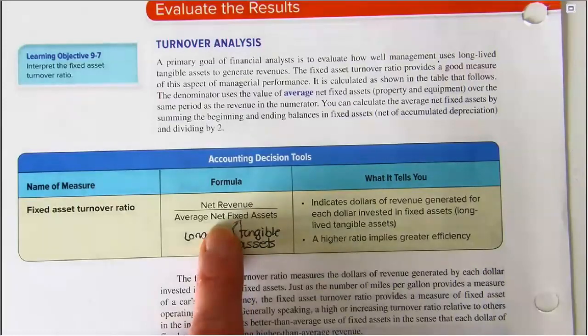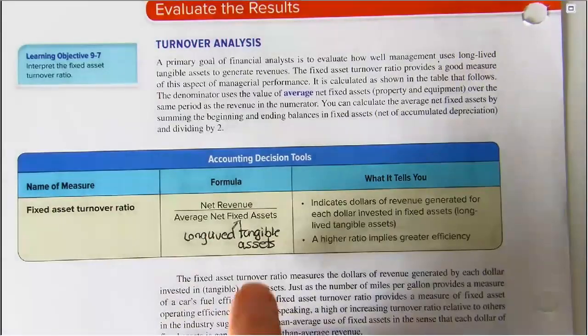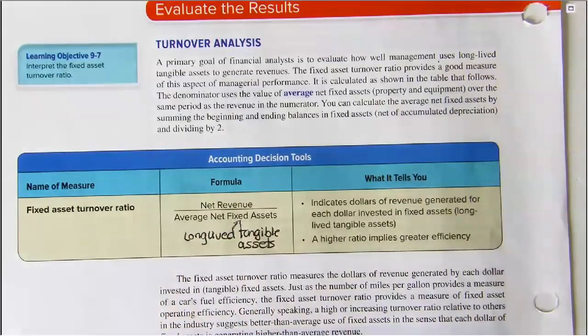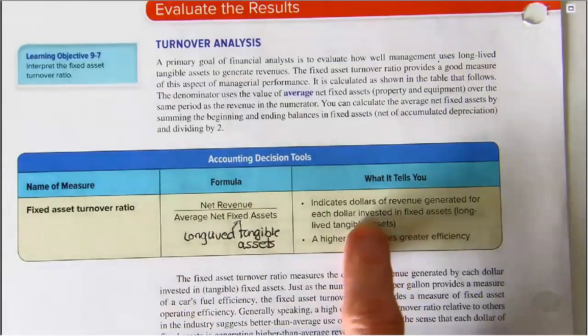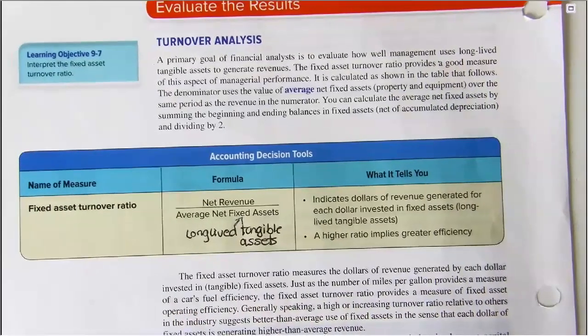And the reason why they say the word net there is that means the cost less accumulated depreciation. So the cost of the asset less accumulated depreciation. And then we're going to average those. You can take the beginning of the year, end of the year, add them together and divide by 2. I'll show you an example in just a minute. So what this ratio tells you is it indicates the dollars of revenue generated for each dollar that the company has invested in these net fixed assets. And a higher ratio implies greater efficiency.